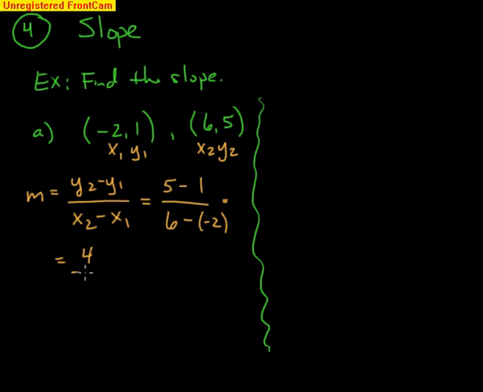5 minus 1 is 4 on the top. On the bottom, we need to do this plus, plus, turns into 6 plus 2, which is 8. And if we reduce 4 over 8, we can divide each by 4. There's a 4 goes into both. We get a half. And there's the slope that we want, 1/2.